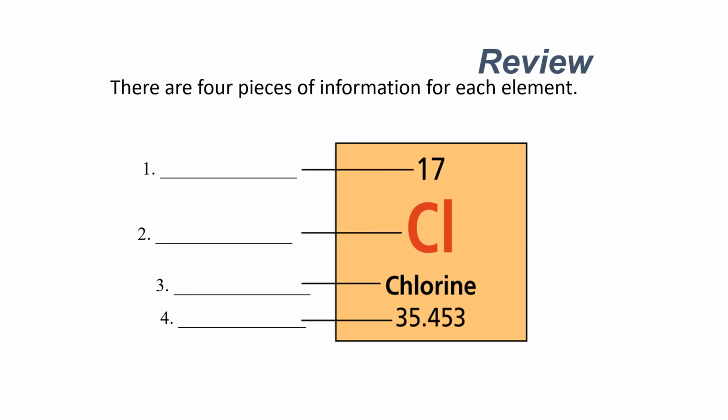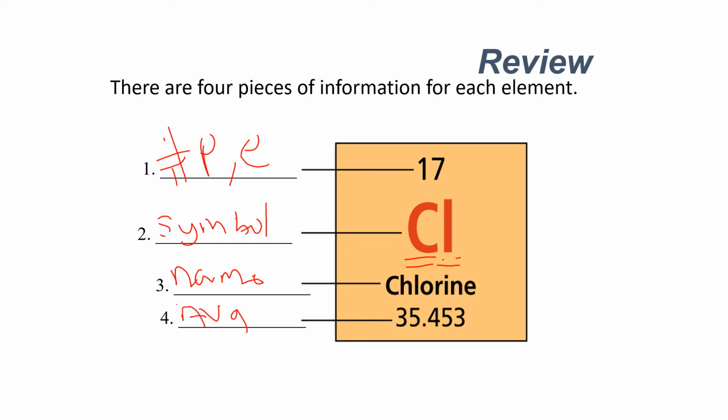So take a moment and review some of the stuff from our first lesson. If I'm looking at chlorine, I have to remember that this number on the top is called my atomic number, and it tells me the number of protons and electrons. The thing in the center is my symbol, and it's always written first letter uppercase, second letter lowercase. The third thing is the name. Remember, the names and the symbols don't always match. And the last thing is our average atomic mass.